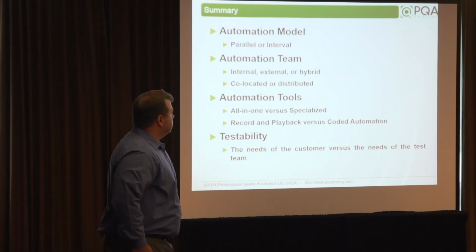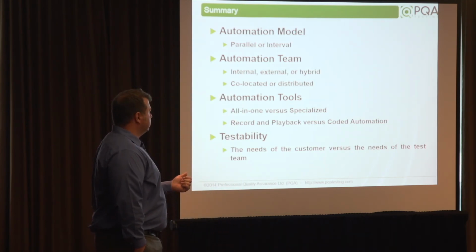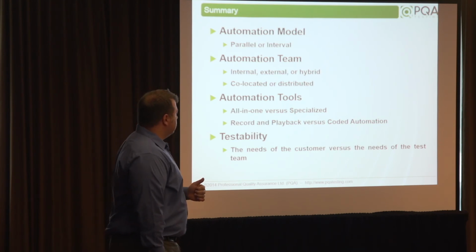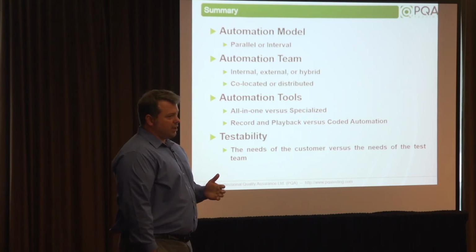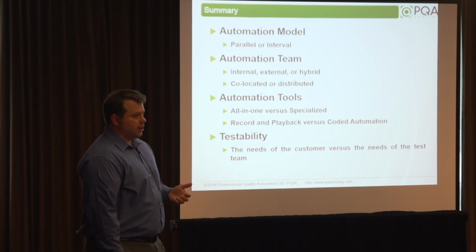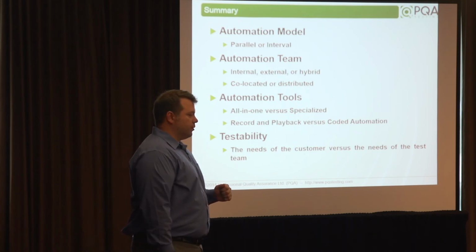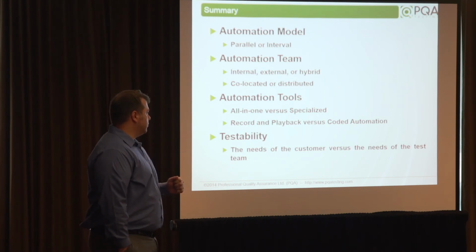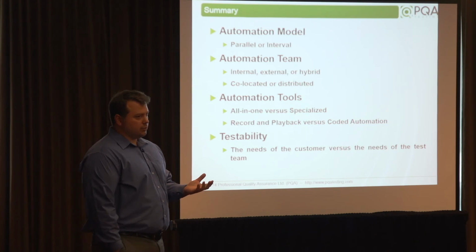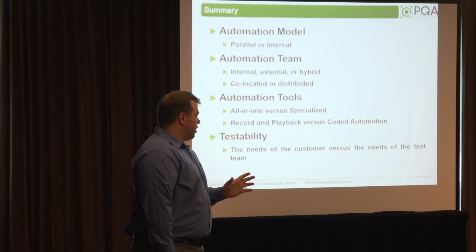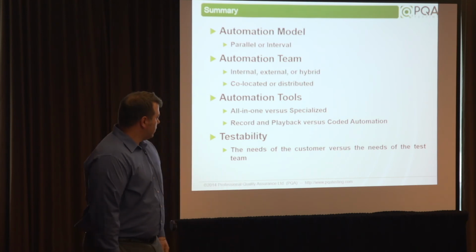So, summary, we talked about the different models, parallel or interval, the different considerations around Agile for the automation team, internal, external, hybrid, co-located or distributed, and I hope I illustrated some of the important points around all those choices. Automation tools, tools that say they can do everything, or tools that are very specialized, and recorded playback versus the concept of coded automation. And finally, testability.